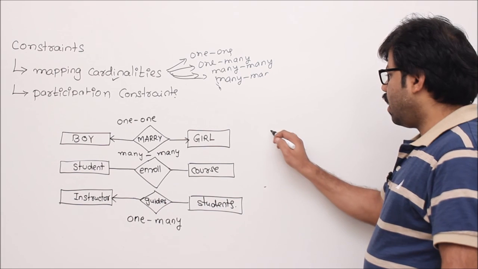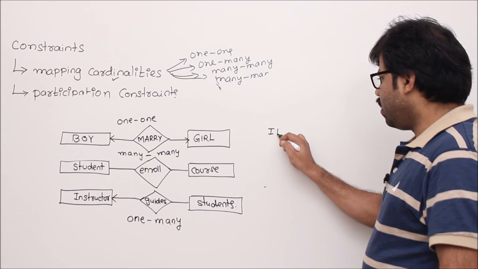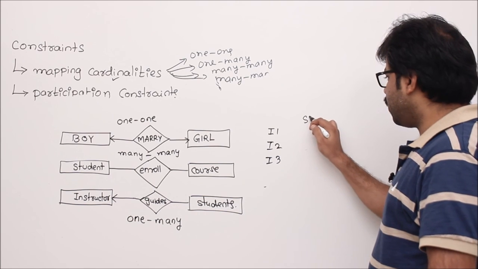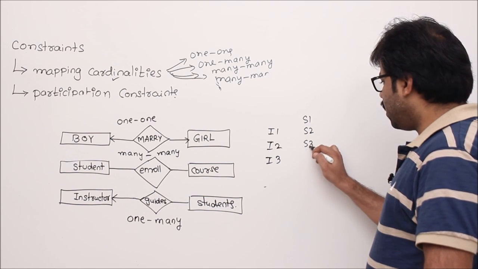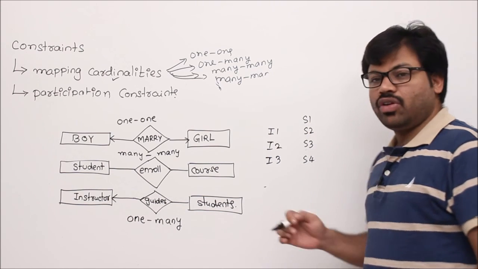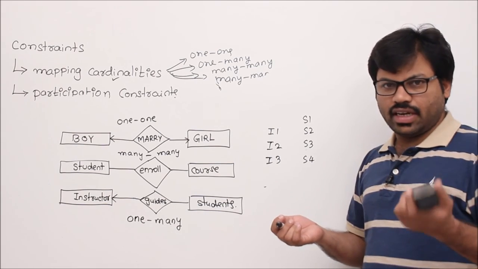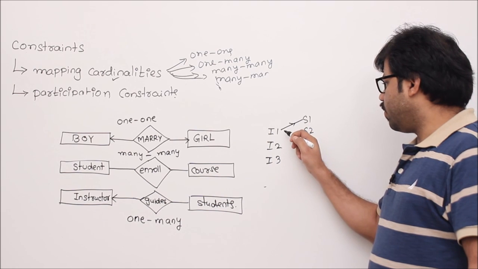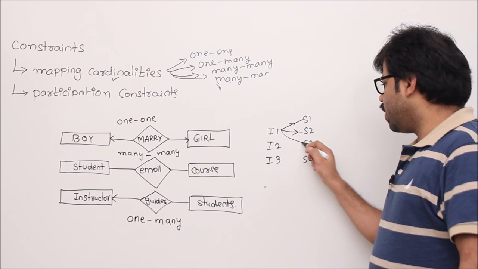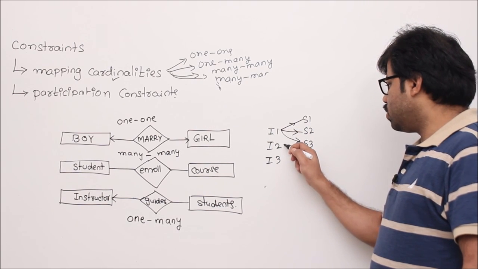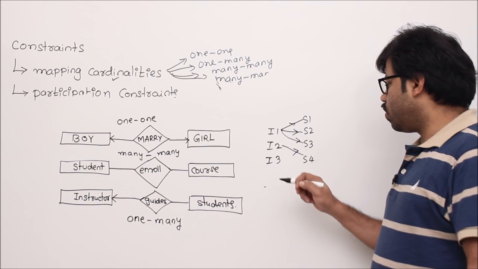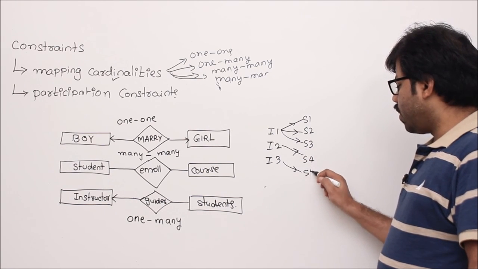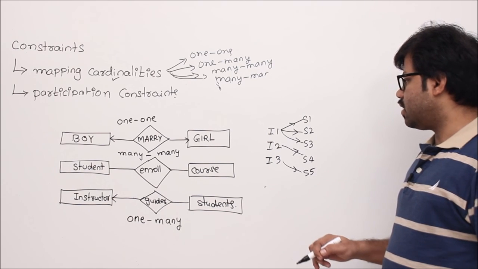See here, let's just write the data I1, I2, I3. Let's take 3 instructors and some set of students. Then try to write the relationship between them. So we know how to record the relationship using relation form or set form, correct? Like this, I1 to S1, I1 to S2, let's say I1 to S3, correct? Similarly, I2 may be instructor to student 4, and I3 may be instructor to student 5. If you see this data, you can easily understand that.